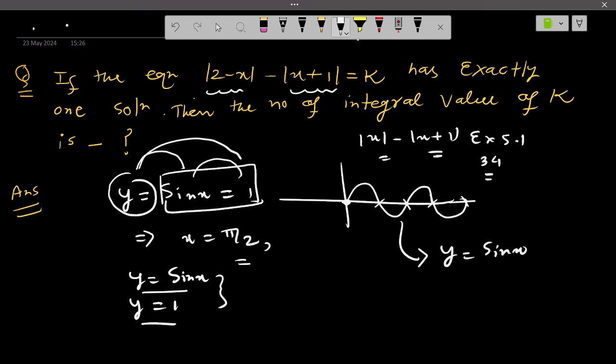And what about y equals 1? I'm sure you already know y equals 1 is nothing but this line. And what is the meaning of solution? The meaning of solution is nothing but intersection points. So these are the intersection points.